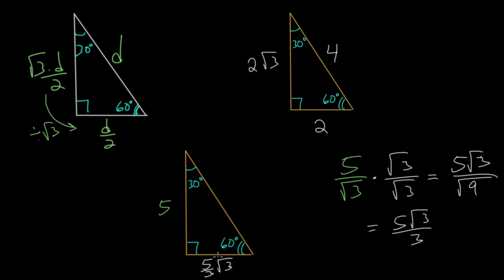And to get our hypotenuse, we're just going to double this. So this would be 10 over 3 times the square root of 3. And to check that this makes sense, you can use the Pythagorean theorem. If you square 5 and add it to this side squared, you will get the hypotenuse squared. So you can always use the Pythagorean theorem to actually check that you're doing it correctly.